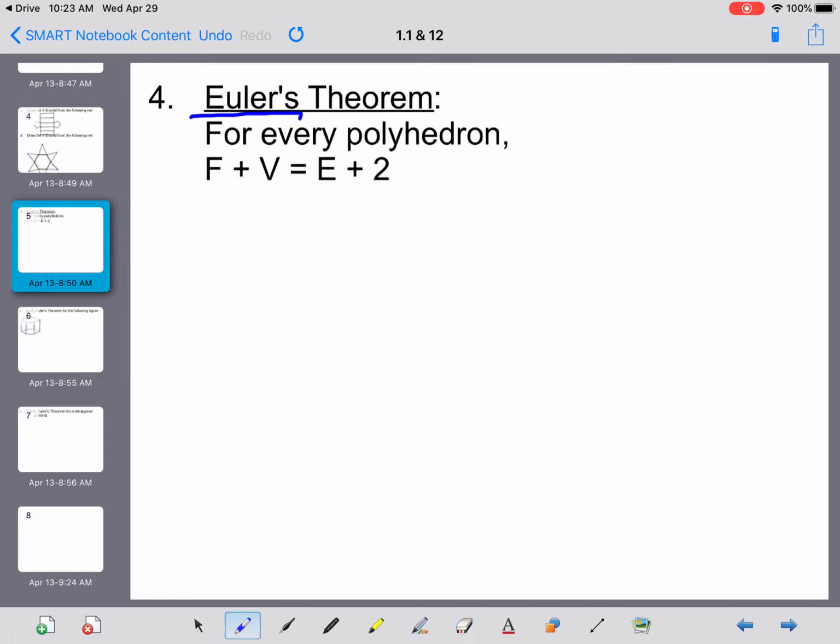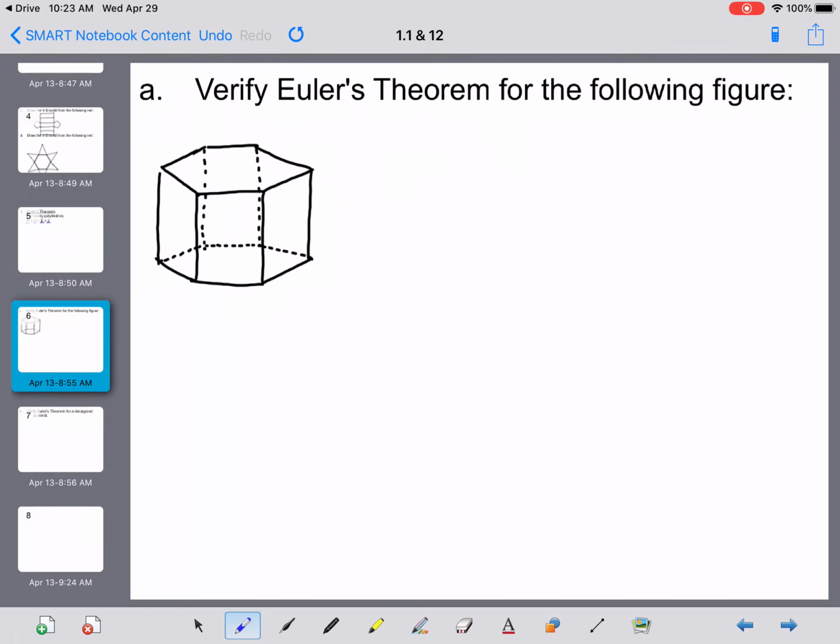Euler's theorem, as it relates to polyhedra, says that for every polyhedron that you can draw, the number of faces plus the number of vertices is always equal to the number of edges plus 2. This works in any of the figures we've talked about so far. So let's go back and verify Euler's theorem for the following figure.